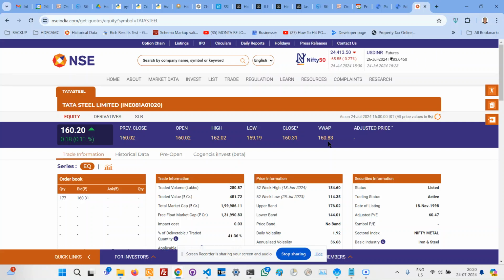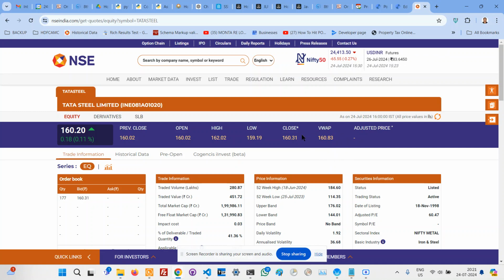was 1 lakh shares at the price of 159.2. Another one happened at 2 lakh shares, 159.5. And so on. What we will do is the number of shares multiplied by price, plus number of shares multiplied by price, divided by the total number of shares that were traded on that day. So that is called the volume weighted average price.